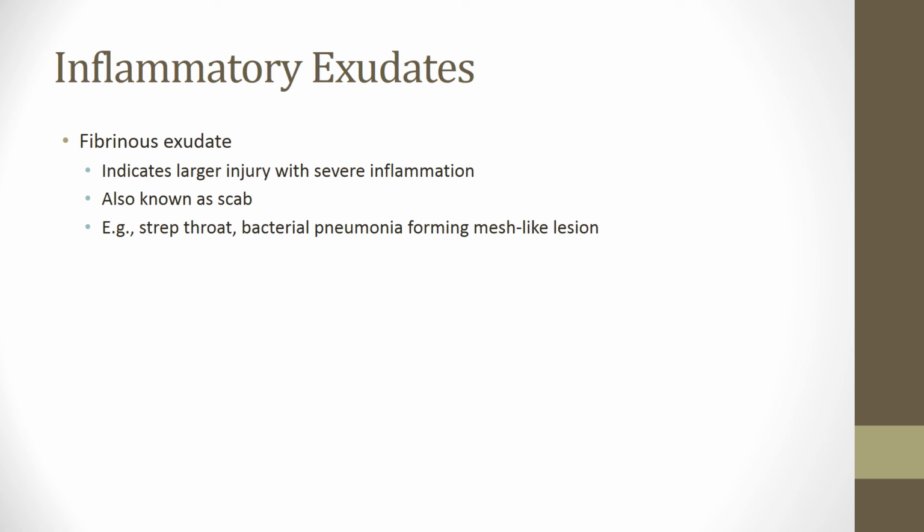So when the presence of fibrinogen is observed, we're looking at a process like streptococcal laryngopharyngitis or pneumonia of bacterial origin. In these cases, the lesion will actually have a mesh-like structure. When we're talking about a superficial wound, the wound may be covered with dried fibrinogen exudate, which of course we all know is a scab.